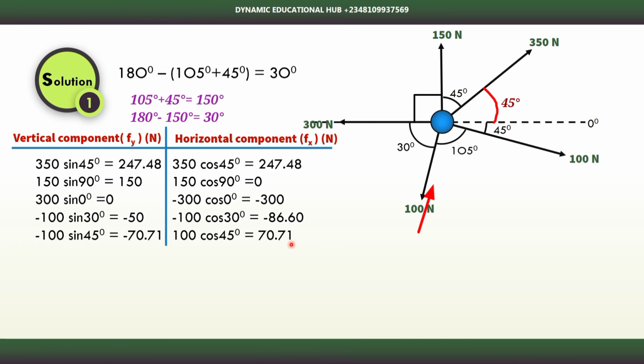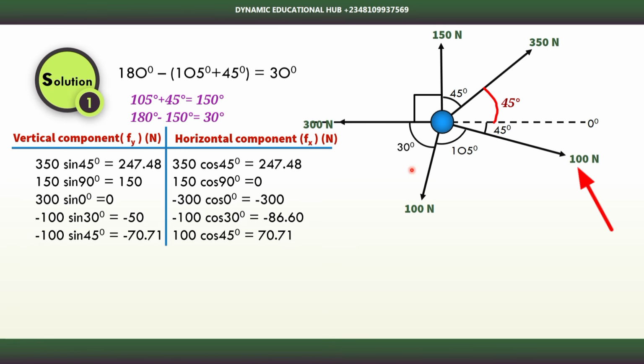The other force here, you discover that 150 Newton is on the vertical plane. So it is close to the vertical plane. So that is why the whole of 150 Newton will be given to what? Vertical plane, nothing given to the horizontal plane. The same thing applies to 300 Newton. If you look at it, the whole of 300 Newton is given to the horizontal plane because 300 Newton aligns with the horizontal plane. So nothing left for the vertical plane. And if you look at 350 Newton and this 100 Newton here, you discover that they share the same amount of force into the vertical plane and horizontal plane because the angular distance between them are the same.